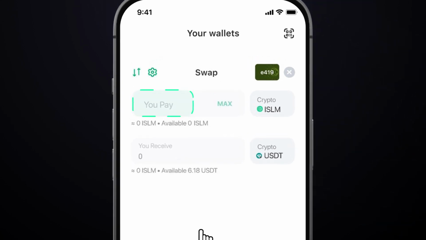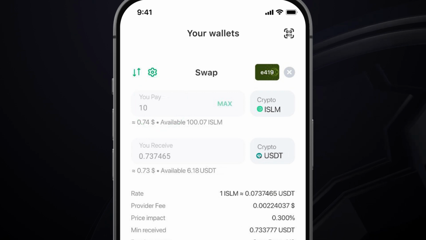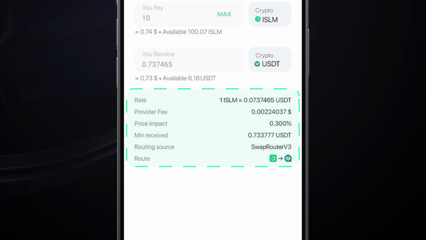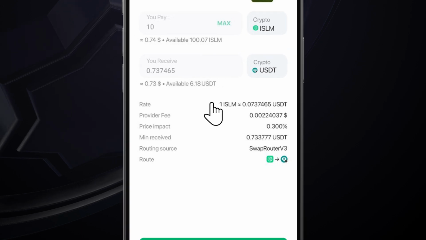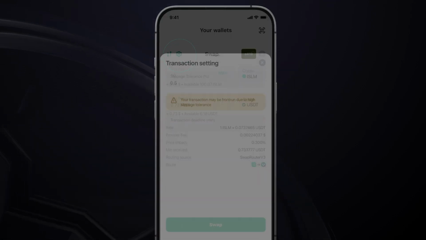Enter the amount you would like to swap or select the max to automatically input the total amount of the token you have available in your wallet for swapping. Pay attention to this parameter. Price impact is the change in token price directly caused by your trade, which can vary depending on the liquidity pool size. Now check the transaction settings, slippage tolerance and deadline.